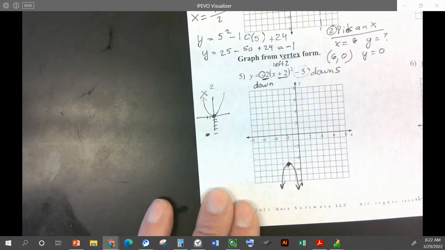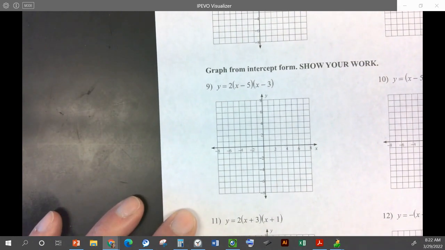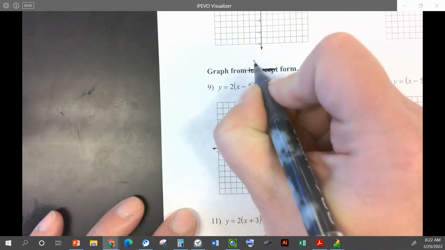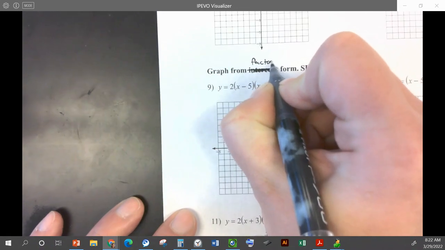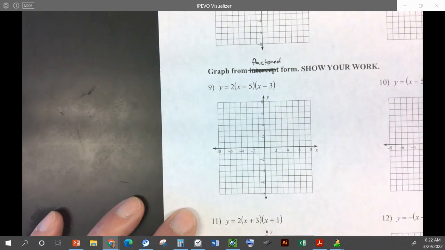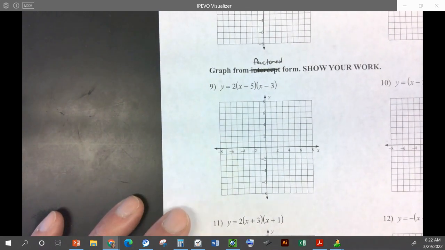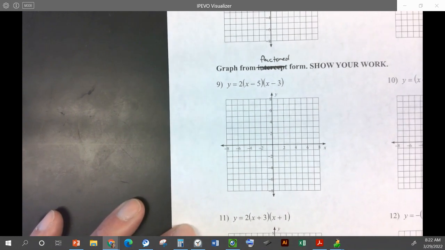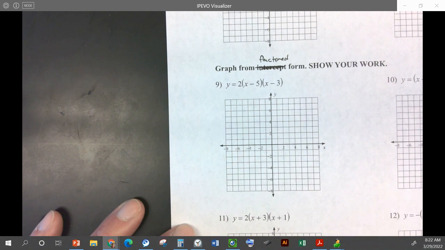Okay, let's go to the last type. The last type is called intercept form. We talked about it, this is also called factored form. All right, so do you remember how to graph these ones? What's our first step on these ones?